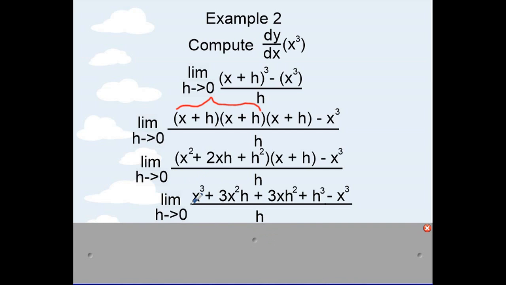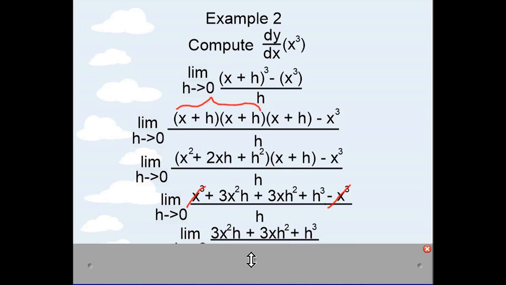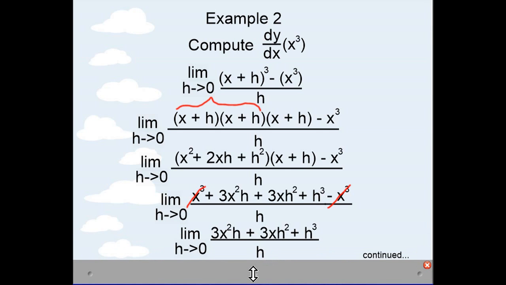So when we expand that, and you should be able to do this on your own, we should get x cubed plus 3x squared h plus 3xh squared plus h cubed minus x cubed. Alright, so just like this last problem, we have some things that we can cancel out here. We have an x cubed and a negative x cubed, so those can go away. And all we're left with is this. The limit as h approaches 0 of 3x squared h plus 3xh squared plus h cubed.